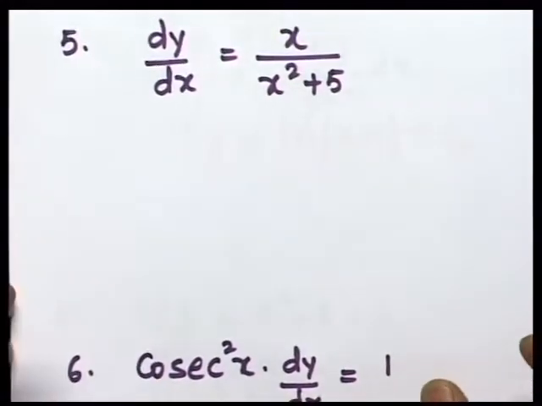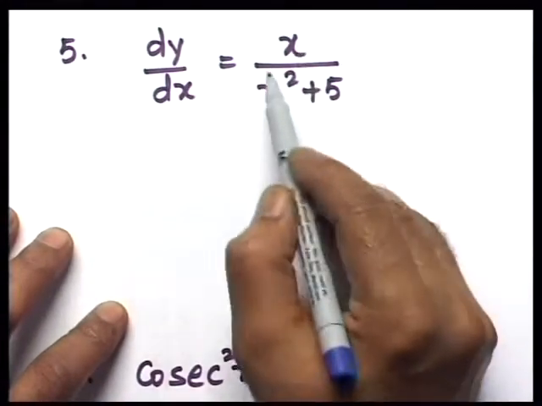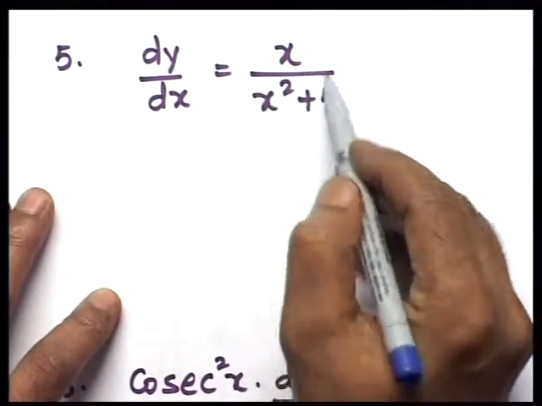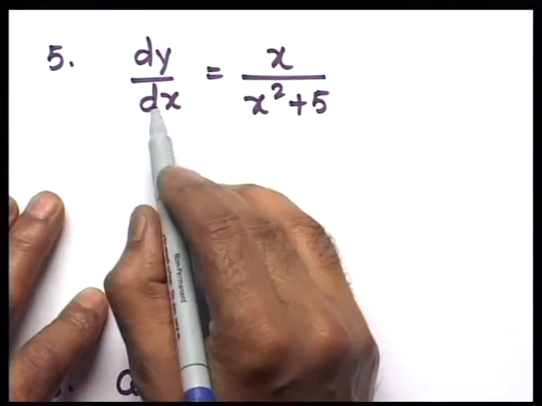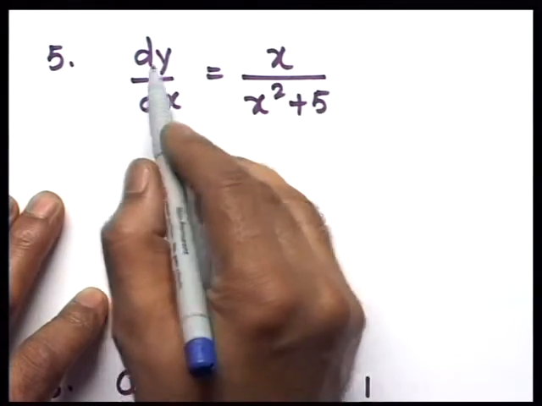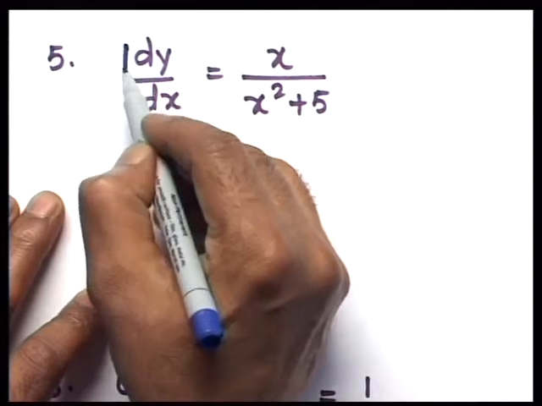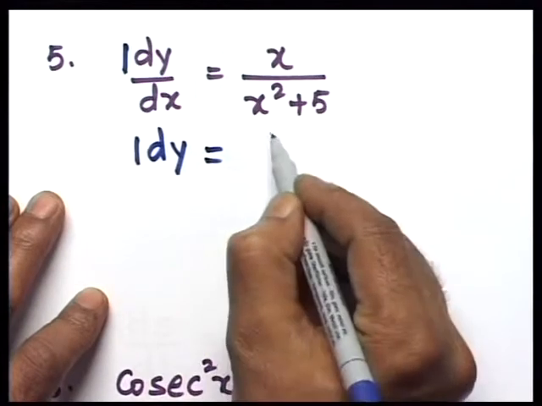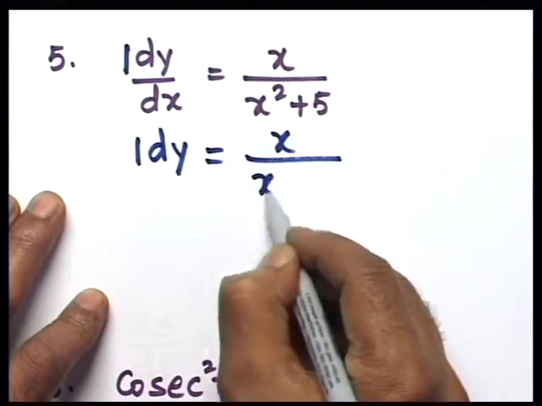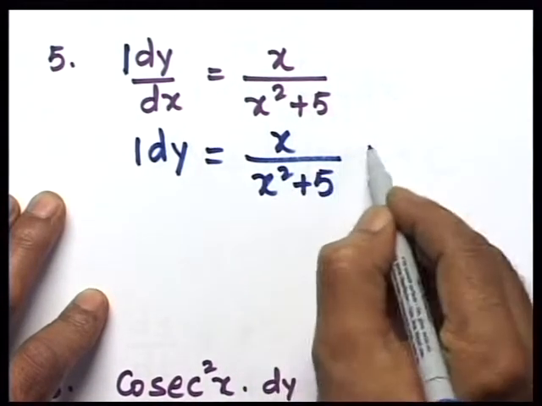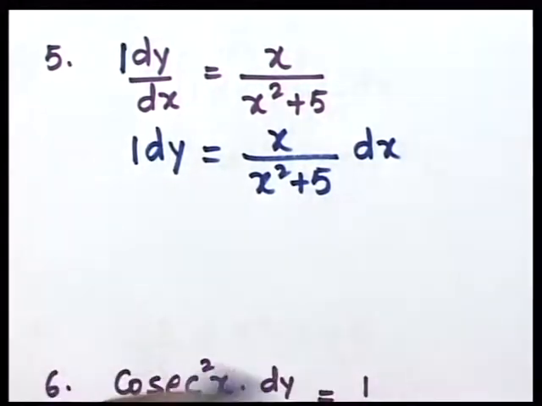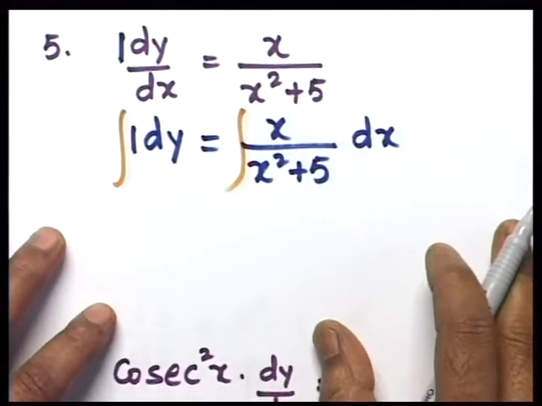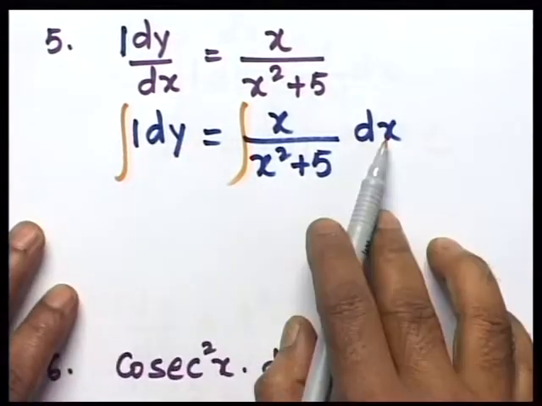Copy that question, please. dy over dx equals x over x squared plus 5. Already x's are on one side, so we are happy. We can take the dx to the right hand side and keep the dy there. The number in front is 1. So it's 1 dy equals x over x squared plus 5 dx. That's all. Just transfer that and then integrate on both sides with respect to y, with respect to x.